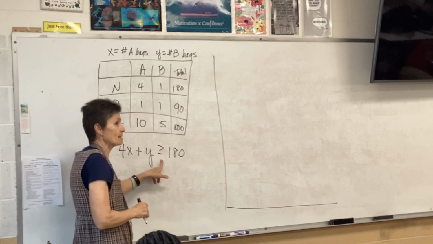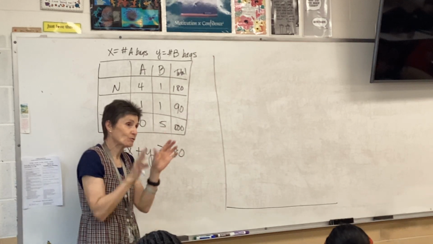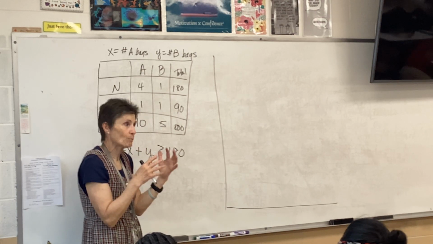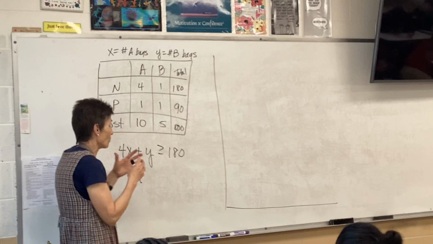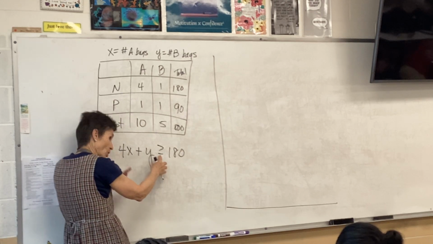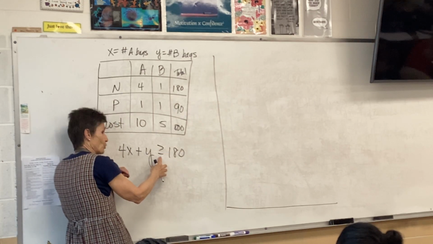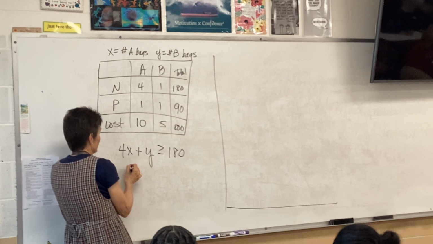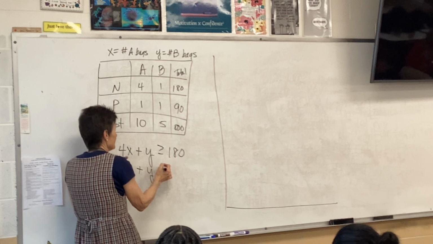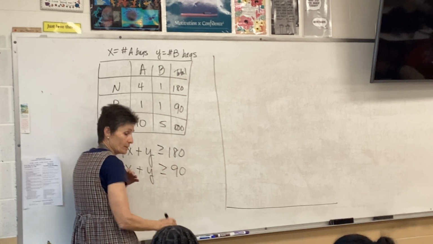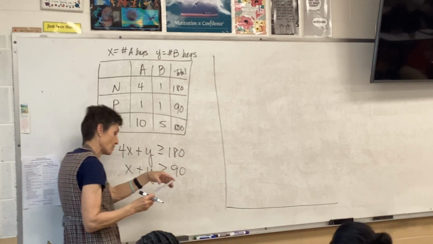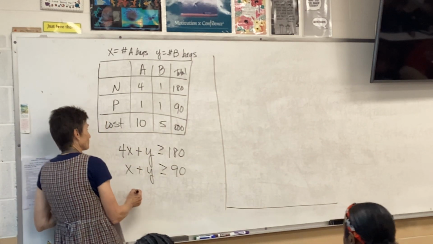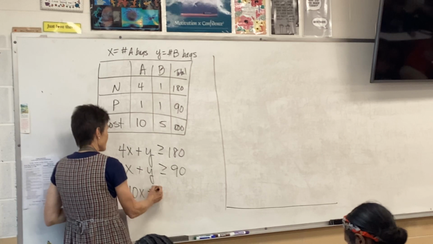And that symbol is important because remember, after you get this all graphed, you're looking at where the shading overlaps. If you don't shade right, you're not going to have the right region. So make sure that you're slowing down, reading the words. All right, what's this one saying? Greater than or equal to, because he needed at least 90 of those, right? Yeah. And then what's this bottom one say? 10x plus 5y.